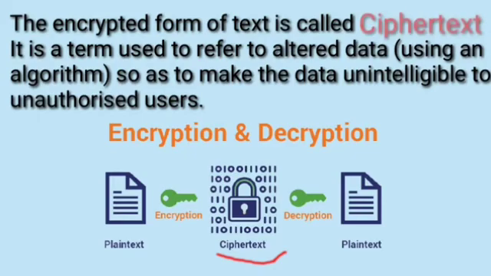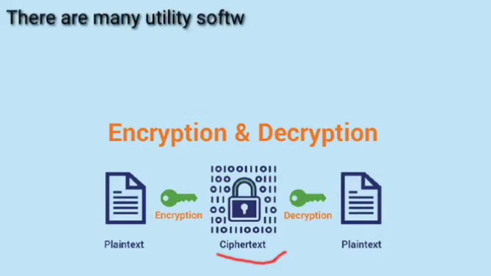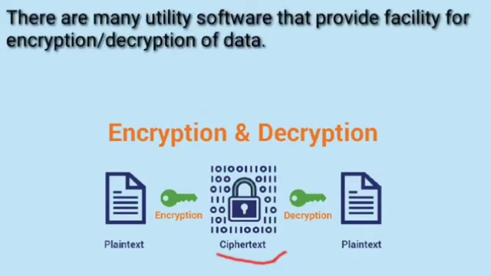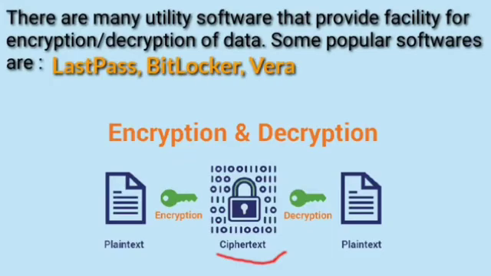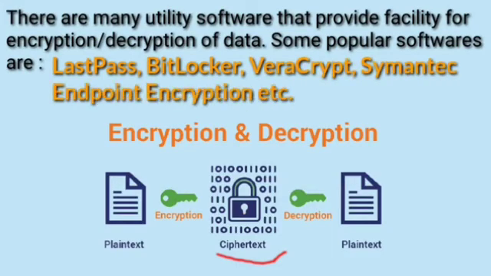Understood? So the utility software which provides the facility of encryption and decryption of data are LastPass, BitLocker, VeraCrypt, endpoint encryption. Many more are there. You can find them online. There are different kinds of software which are helpful for encrypting and decrypting the information, user sensitive information.